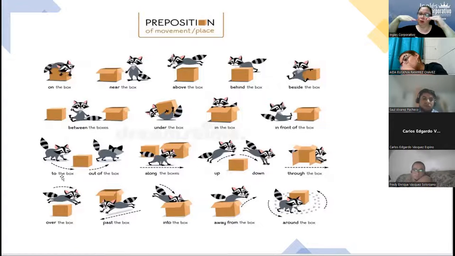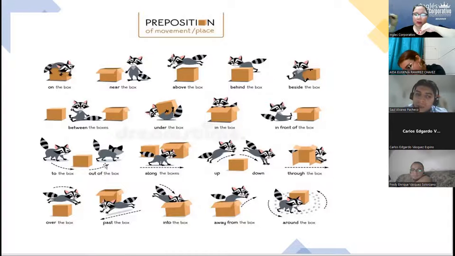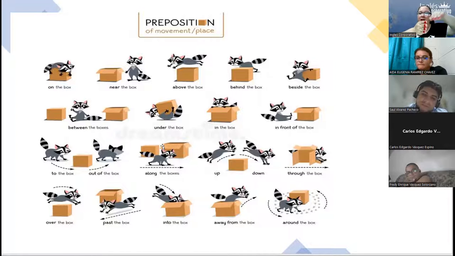Bien, vamos a ver. To the box, he's moving to. He's coming from a place going to the box. When he is coming out of the box, right? Walking out of the box, and the movement is moving away, right? Going out of the box. Then along the boxes. The boxes are right here and I go along the boxes. Right where the boxes end, that's along, okay? From where it starts to where it ends, that's along.